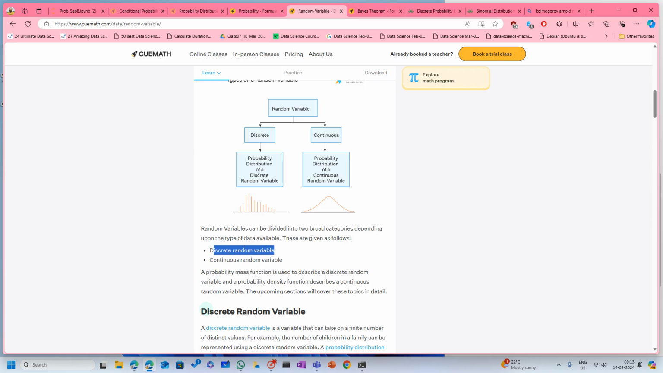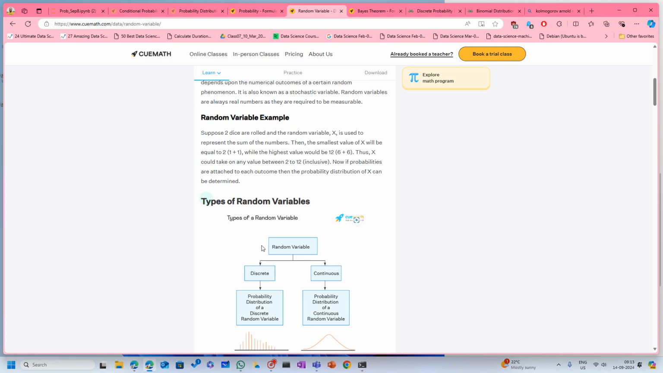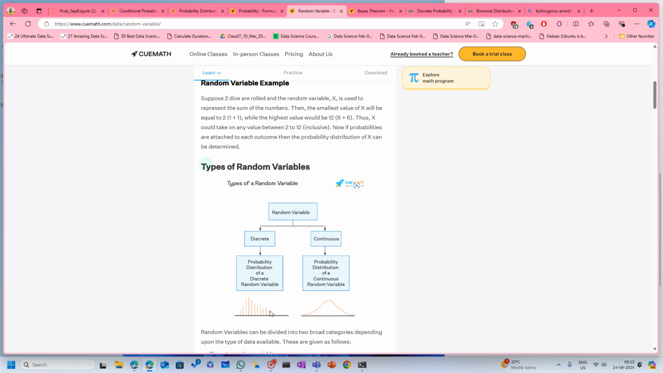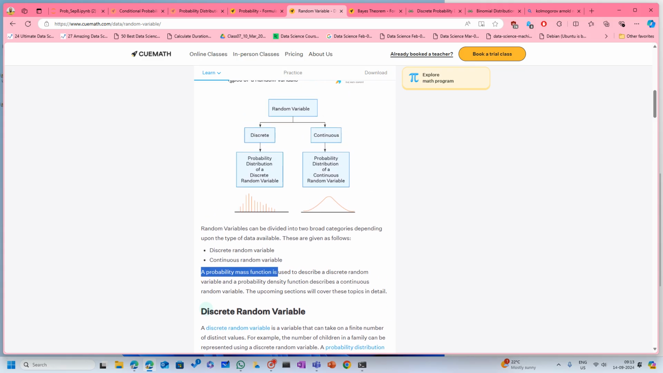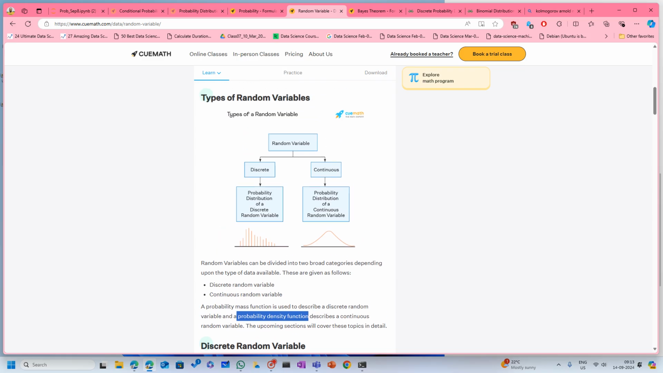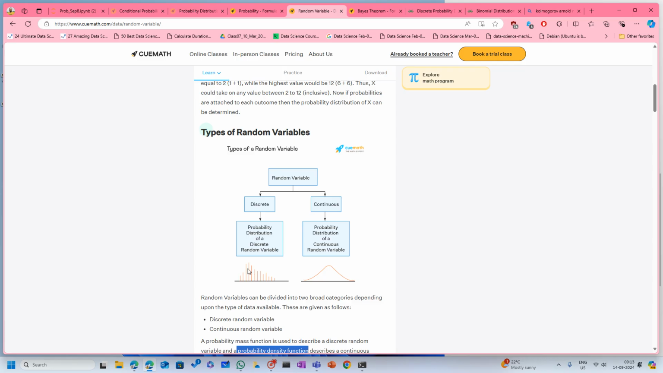Now discrete random variables, if you want to calculate the probability under the curve of this discrete random variable, we call it probability mass function. That means, for this bar, if I want to calculate how much area all these bars are occupying, we call it probability mass function. Whereas for continuous random variable, the same thing, we call it probability density function. Mass function, density function. This is called probability mass function, PMF. This is called probability density function, PDF.